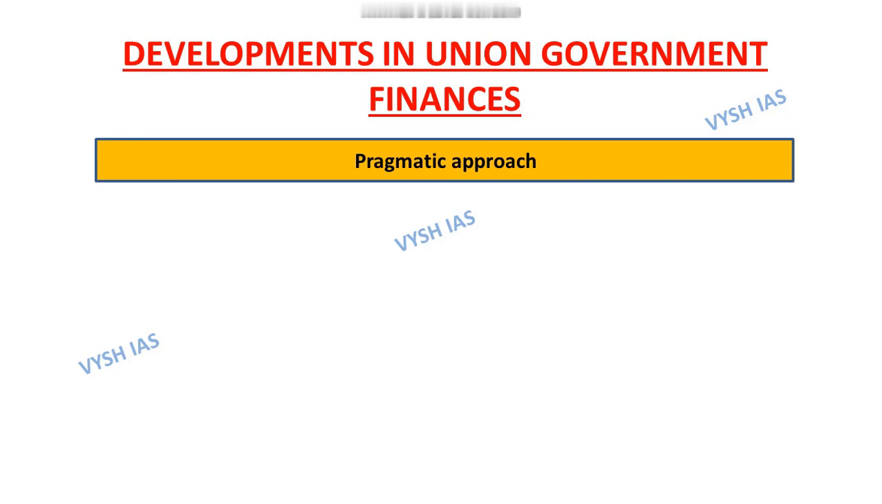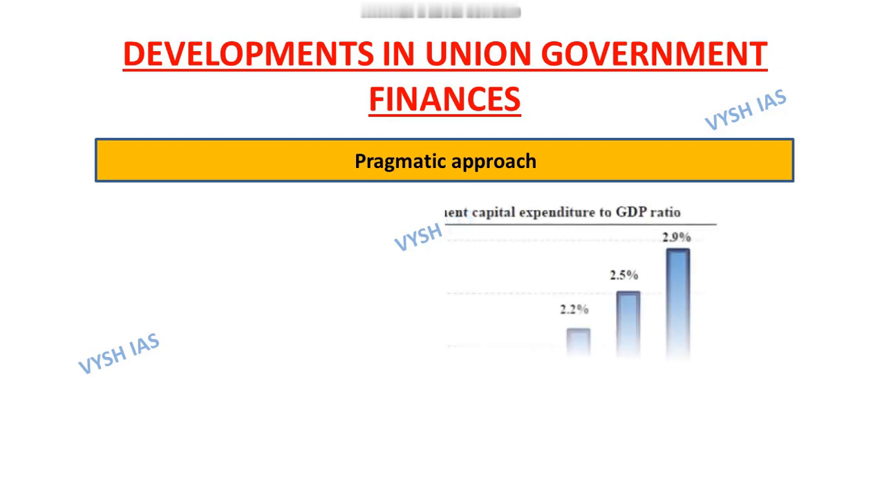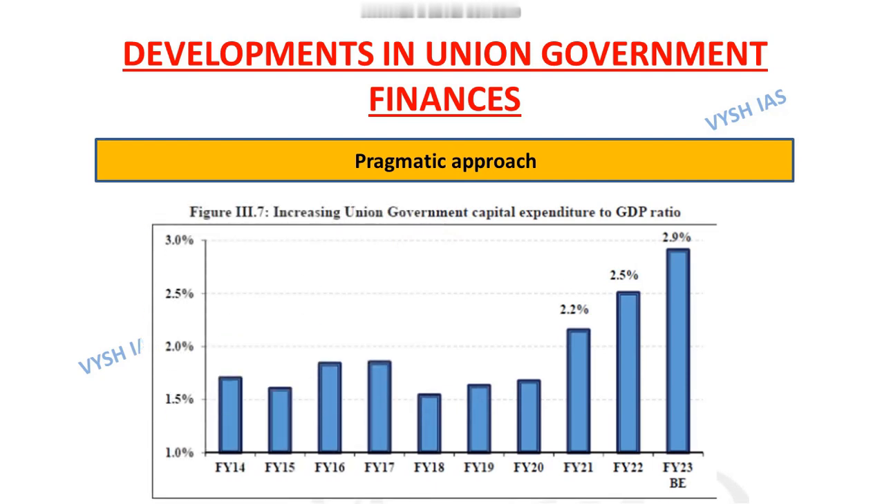Now, the next point. In terms of expenditure, the government of India has adopted a pragmatic approach in a calibrated way. The government has shifted to productive domestic capital expenditure and has further budgeted to increase it. So, this is the graph. It is a graph related to increasing union government capital expenditure to GDP ratio. Here the question arises, what is capital expenditure to GDP ratio? Those who don't know this concept can refer to the economics lecture. I will explain the graph here.